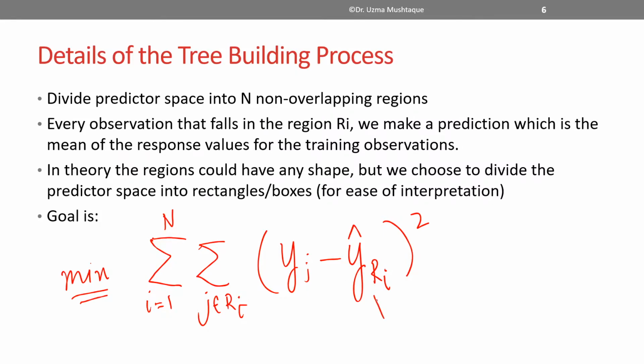This is the mean response of the training observations within the ith box, right? So I have, let's say, n boxes. I'm going to sum up this difference for each box. So this is my goal, right? So maybe this makes things clear.